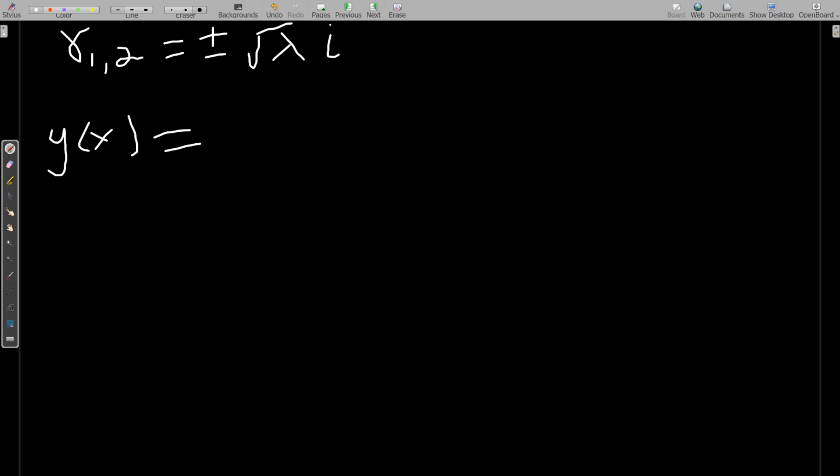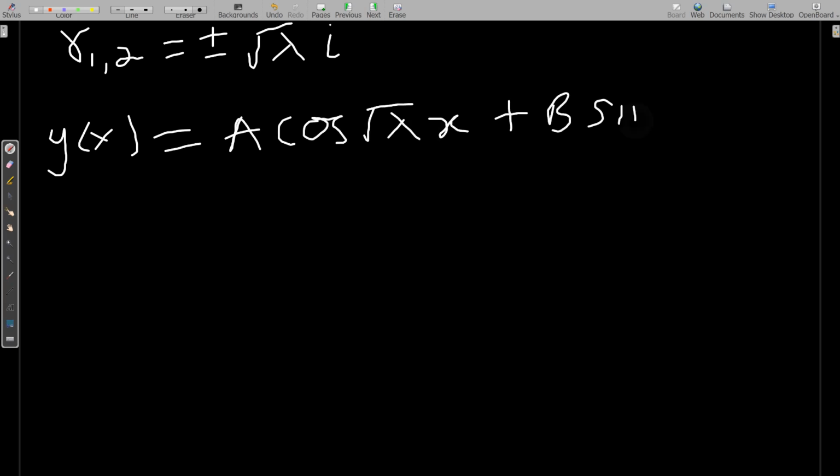but here I'll just convert them straight away for you. So since our r1 and r2 are given by plus or minus square root of lambda i, then our y of x, after putting it in the exponential and converting it to complex, will be something like a cos of square root of lambda x plus b sine of square root of lambda x. And remember, this is only under case 1, but it is defined with a boundary condition that y of 0 is equal to 0.